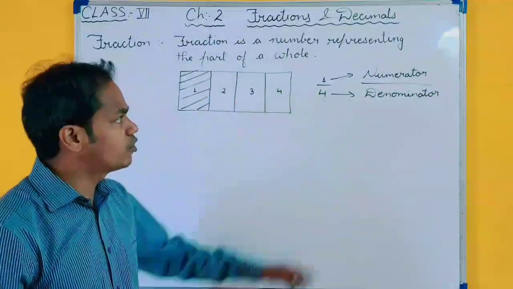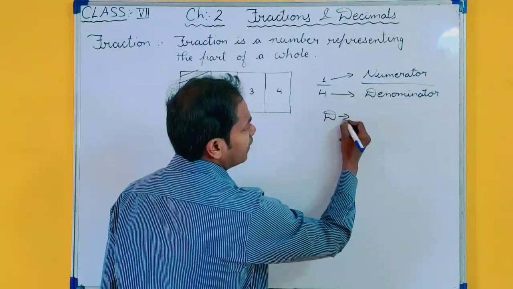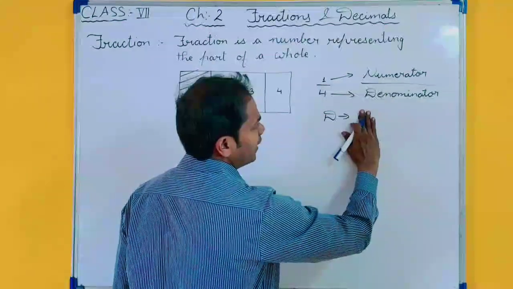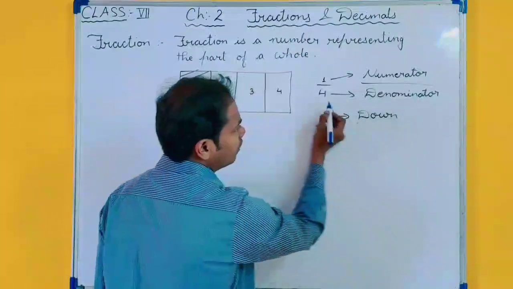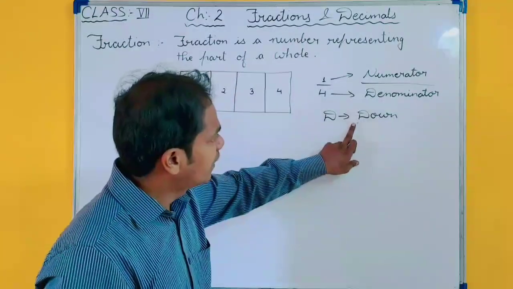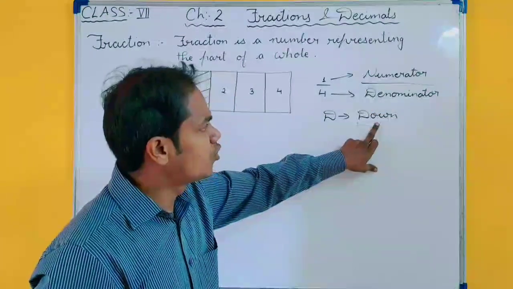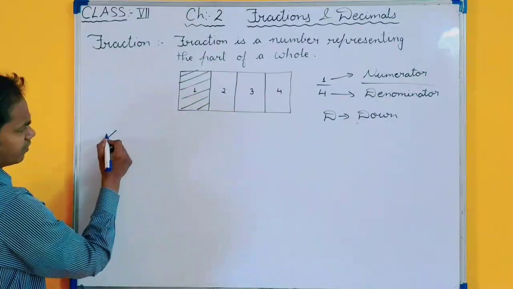Sometimes you will get confused between numerator and denominator, so you can remember: D means down and D means denominator. So this down value is known as denominator. Both are same. Okay. Now types of fraction.